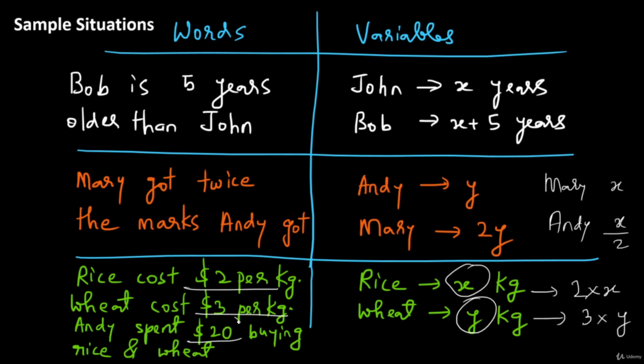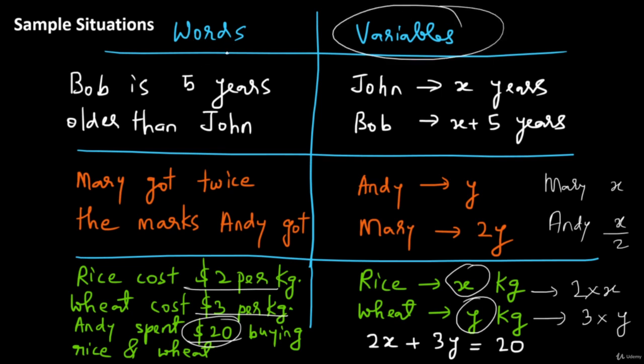Now he spent a total of $20. So 20 is equal to 2x plus 3y, right? Let me write that over here. 2x plus 3y is equal to 20. That's the total cost, right? Now in this manner, we can use variables to convert statements into expressions which we can solve for.